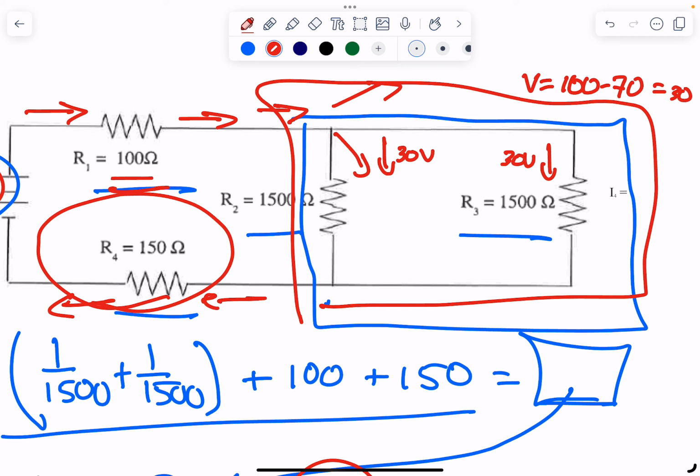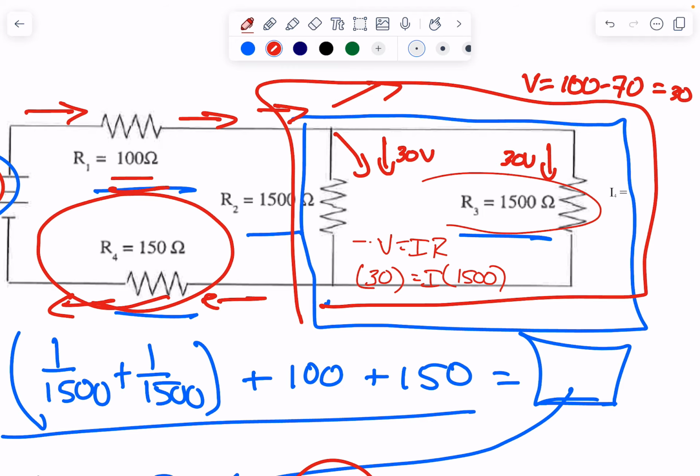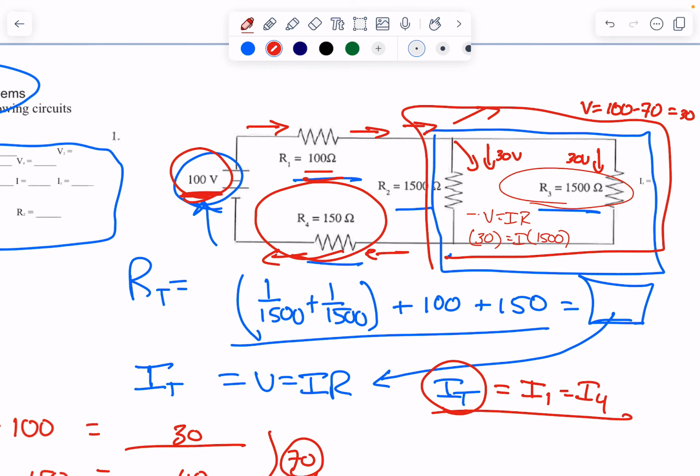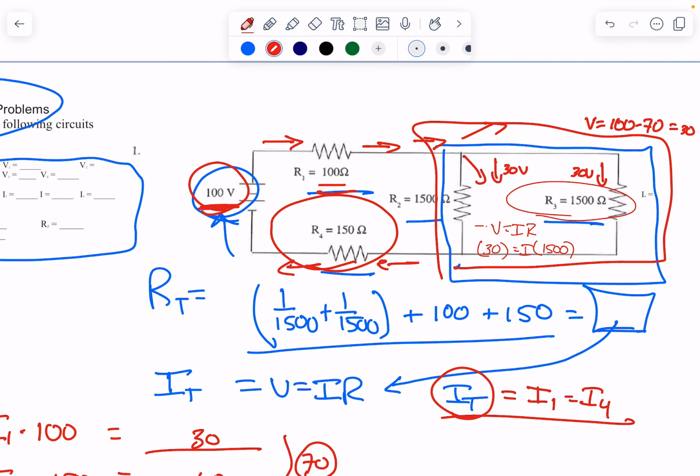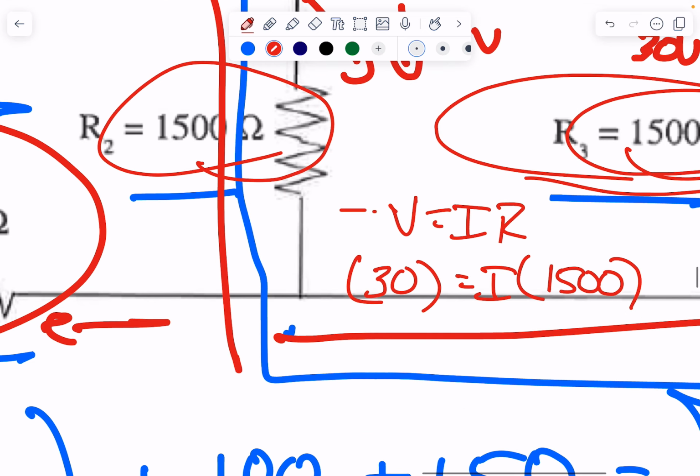Once you know that, to find the current in each branch, you use V equals IR. If the voltage is 30, which it is not, that equals I times, in this case, 1500, and it would be the same for both. As a side note, this is actually a super easy problem. Once you know the total current right here, because these two have the same resistance, 1500 and 1500, it will just split in half. But you would get the same result if you just take your voltage, whatever that might be, by subtracting.